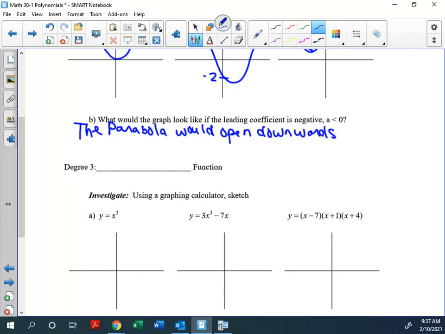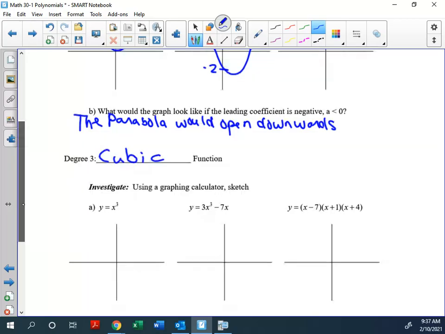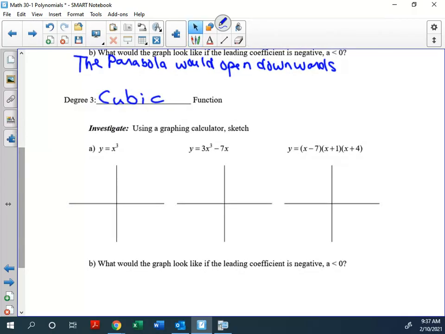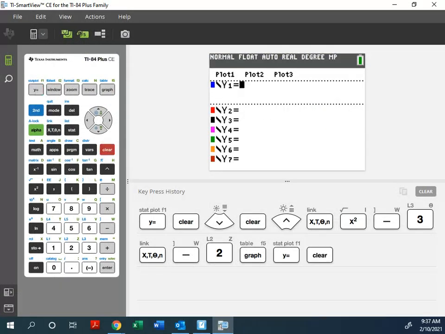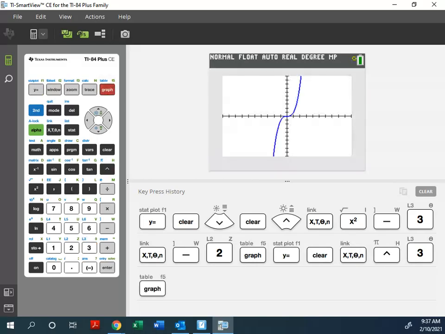So degree 3, here we go. Now we're new. Cubic function. I don't expect you guys to know what these look like. So now, yeah, we really should be using our graphing calculator to investigate what's going on. So let's take a look at what y is equal to x cubed looks like. All right, x to the power of 3.